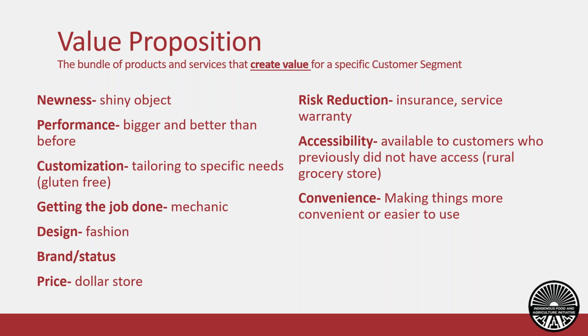Newness, maybe you're offering something that had never been offered before. A lot of native agriculture products will be new to a lot of people. So this is an area that Indian agriculture can really utilize to build up from the newness area of a value proposition. Performance, that's doing bigger and better things. Customization is tailoring to specific needs of the people. Maybe someone is gluten-free or has an allergy, and if your product can be customized to fit that specific need, you'll be able to use that in your value proposition for customization.